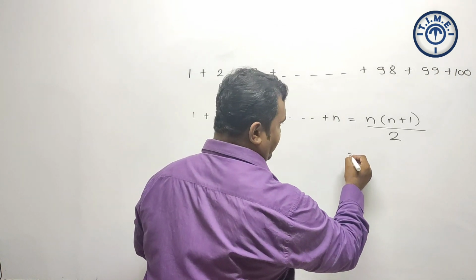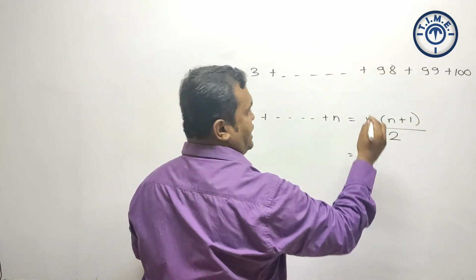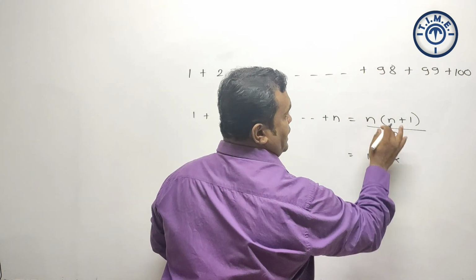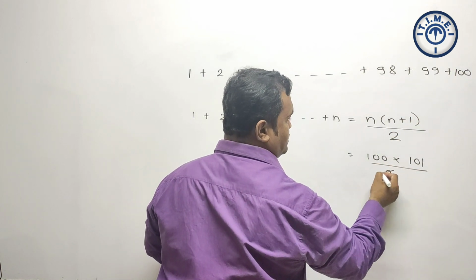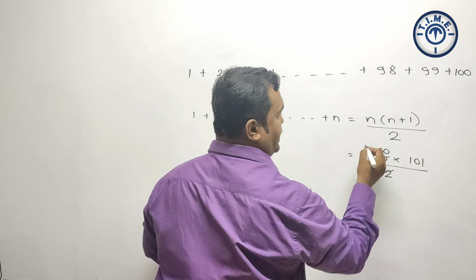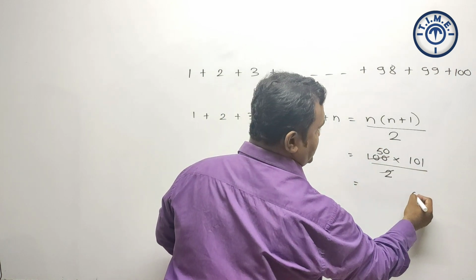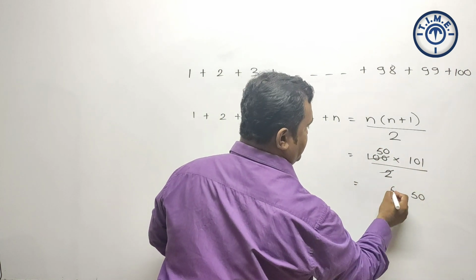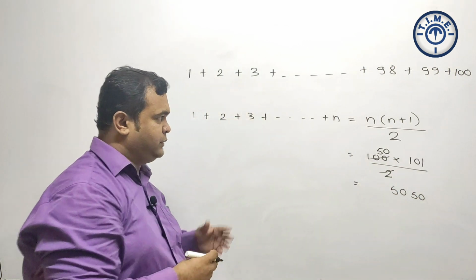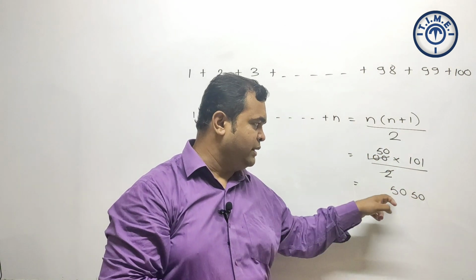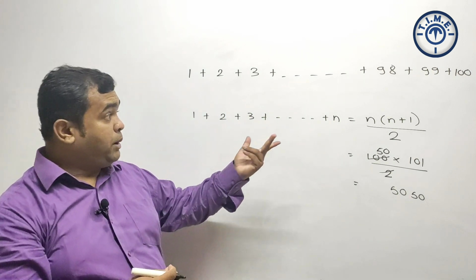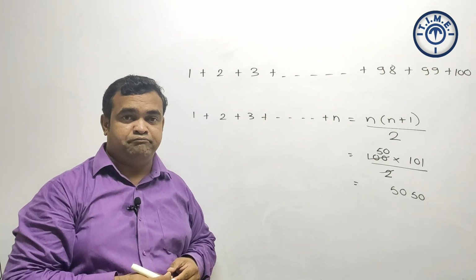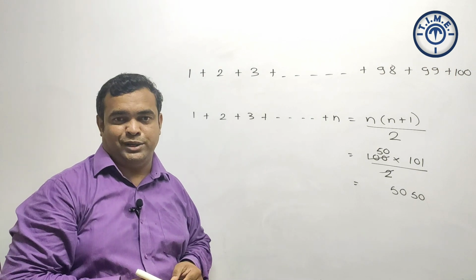Okay, so what is the value of n over here? Number of terms are 100. 100 plus 1 is 101. If you divide by 2, you get 50. 50 into 101 is how much? 5050. That is the answer. So basically the answer is 50 into 101, which is 5050. So that is a formula. Okay. But what if you forget this formula in the exam? Then you can't answer the question.